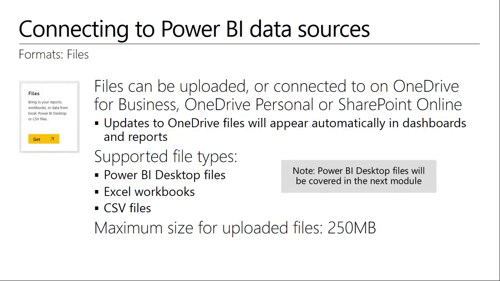For the files, these can be uploaded or connected to from OneDrive for Business, OneDrive Personal, or SharePoint Online. Note that updates to OneDrive files will automatically appear in dashboards and reports. The supported file types include Power BI desktop files, Excel workbooks, and CSV files, and there is a maximum size of 250 megabytes for an uploaded file. We'll be focusing on the Power BI desktop in the next module.